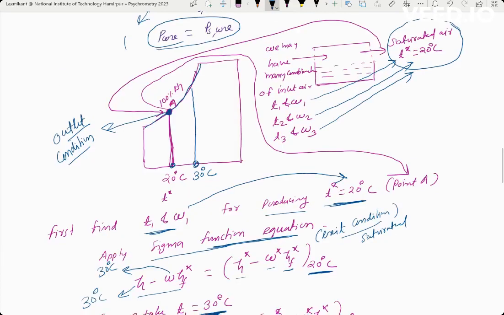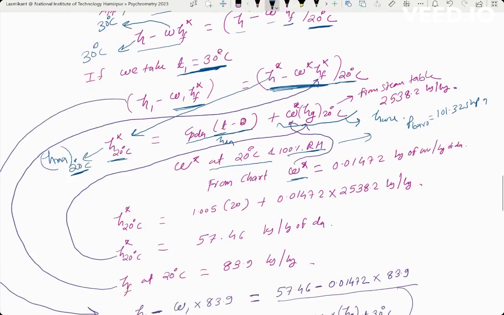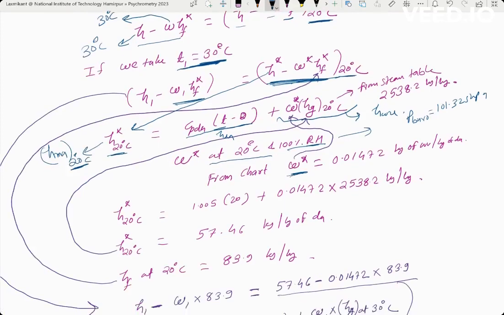So from this A we can draw the horizontal line. It will cut at the omega axis, so we can determine the omega A from the chart. Okay, so from the chart, because it is saturated, that's why it is written as omega star. So this value is 0.01472 kilogram of water vapor per kg of dry air.